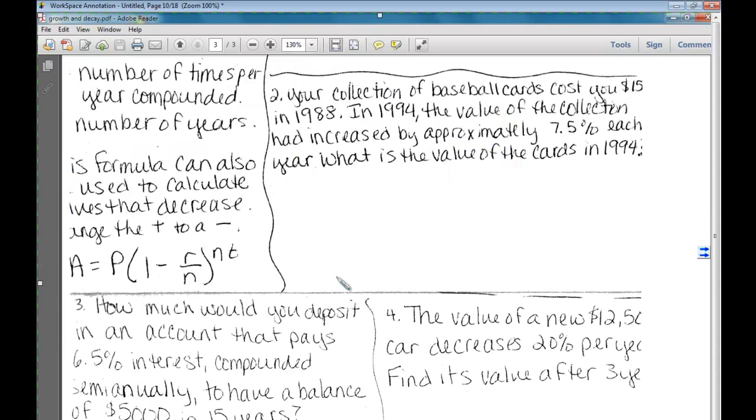Example 2. We have a collection of baseball cards that cost $150 in 1988. In 1994, the value of the collection increased by approximately 7.5% each year. What is the value of the cards in 1994? So again, I need to get all these pieces to my puzzle. I'm wanting to see how much it increased, so this one practically tells us which formula we will be using. So write this formula down.